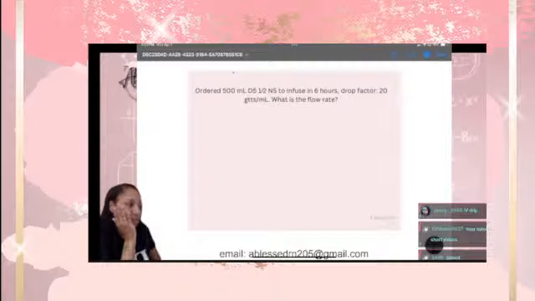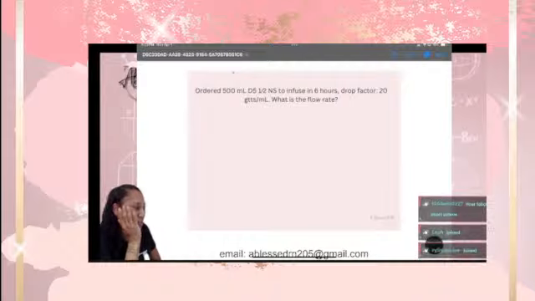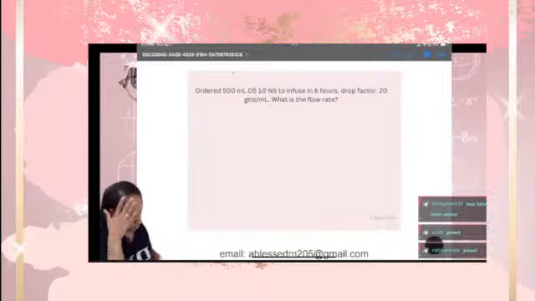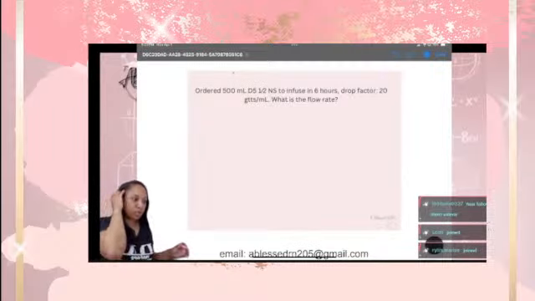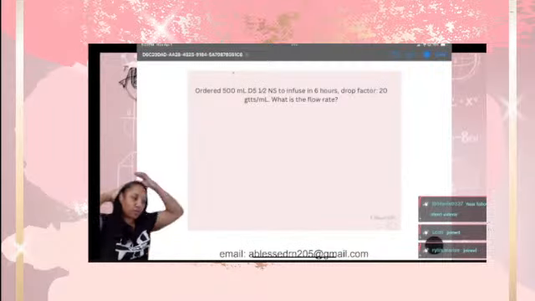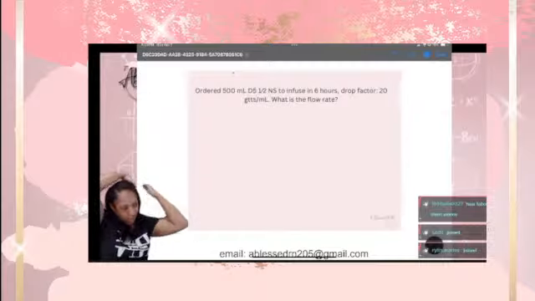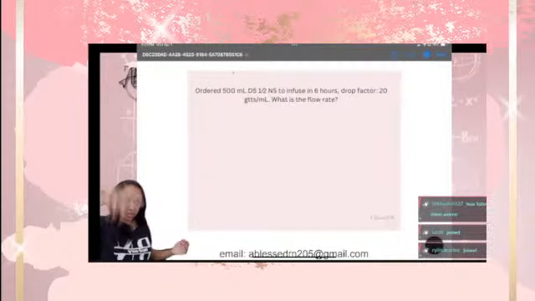Enough talking. Ordered 500 mLs of D5 half normal saline to infuse in 6 hours. The drop factor is 20 drops per milliliter. What is the flow rate? So remember, you can give it two ways. You can give it via an IV pump or via gravity. When you have an IV drip set and it has the drip factor in it, you're going to be looking for drops per minute.